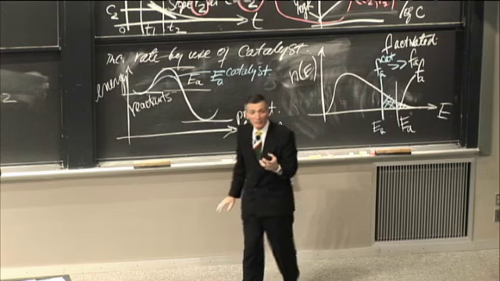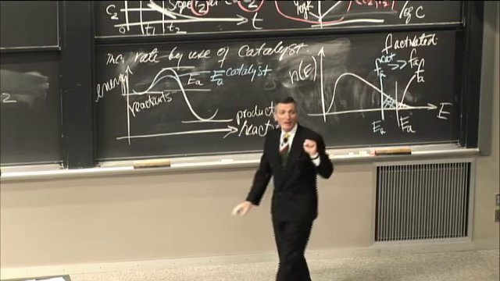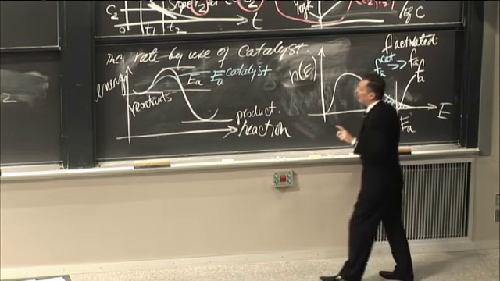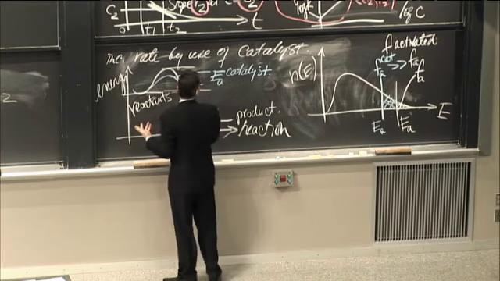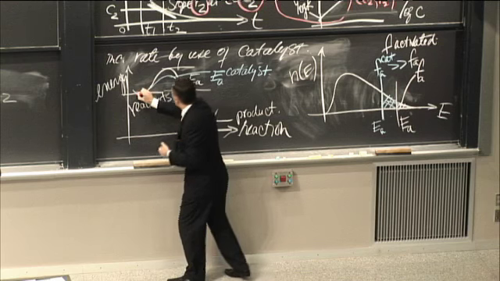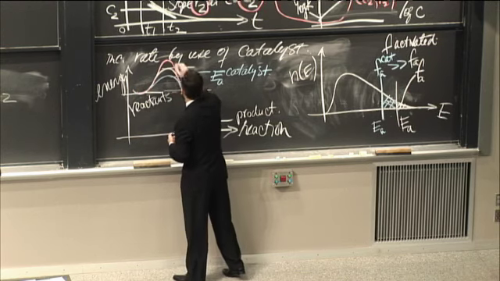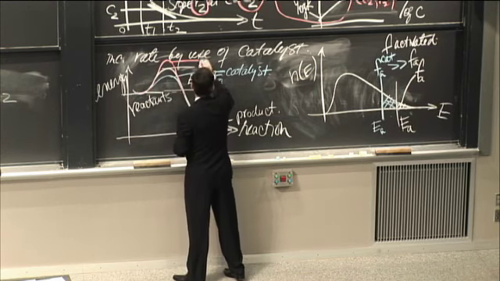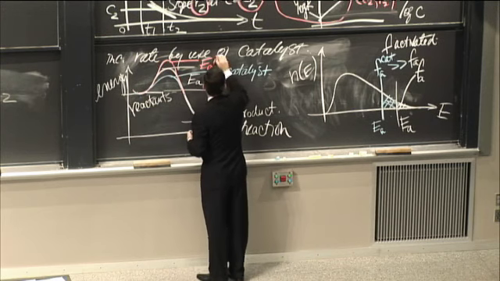There are other substances that can retard the reaction. These are called inhibitors. And what's an inhibitor do? It does the complementary action. So it raises the activation barrier. So this is EA under the influence of inhibitor.